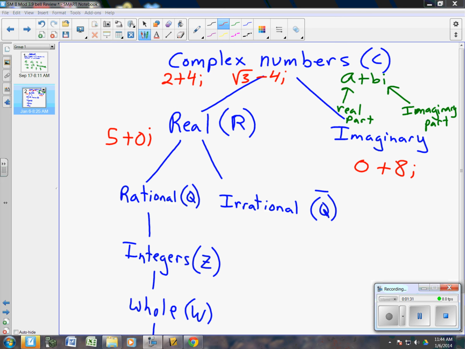Okay, and then rational numbers. Rational numbers are numbers that can be written as an integer divided by an integer. Like 6 is a rational number, but it can be written as 6 over 1. And any terminating decimal, like 0.25, is a rational number. It can be written as an integer over an integer, like 1 over 4 is 0.25.